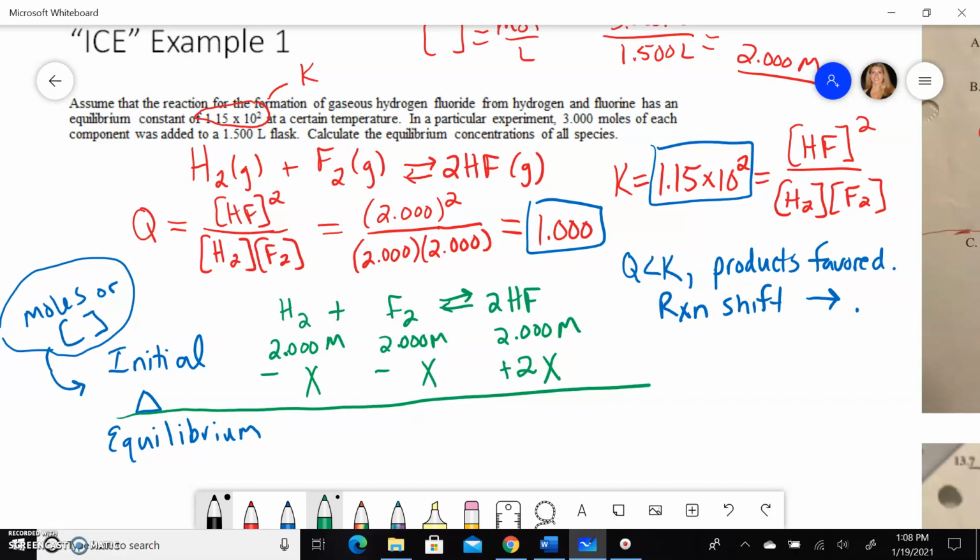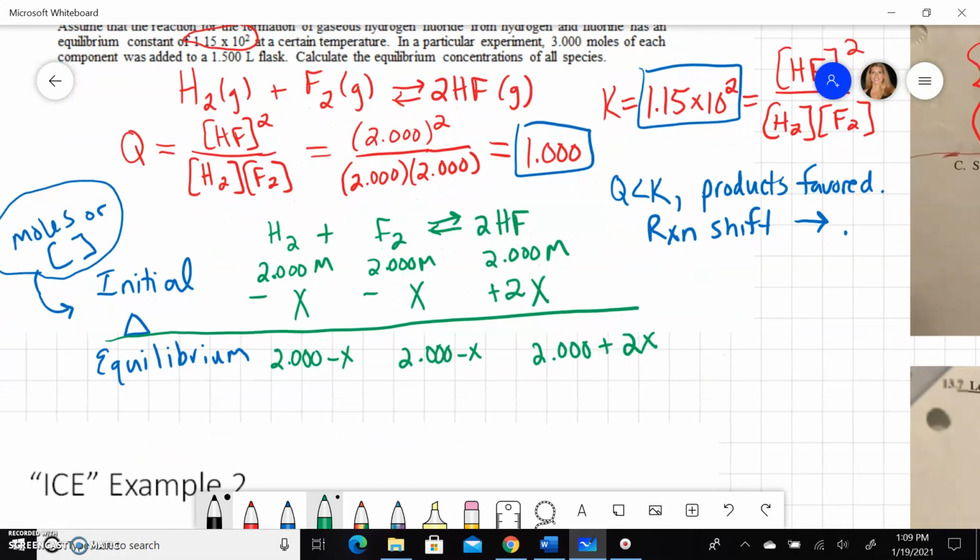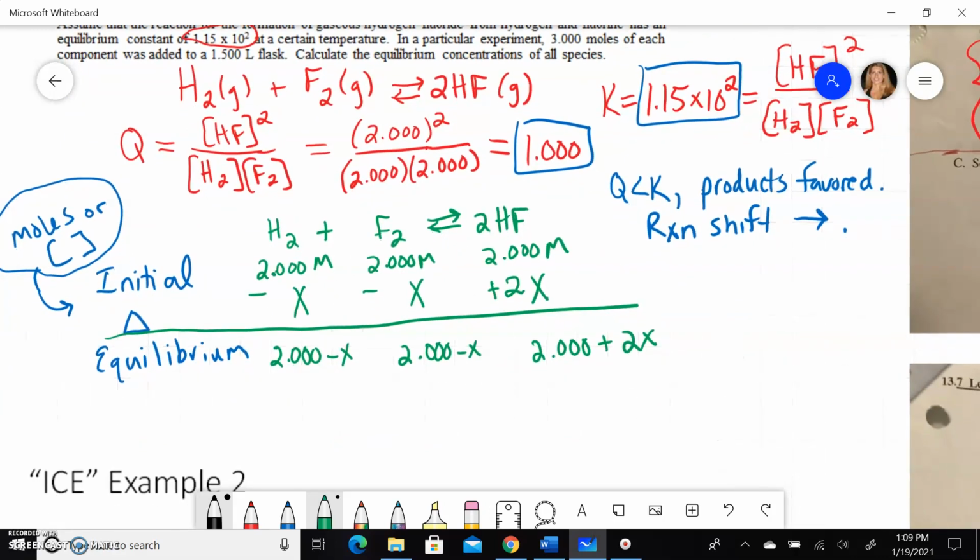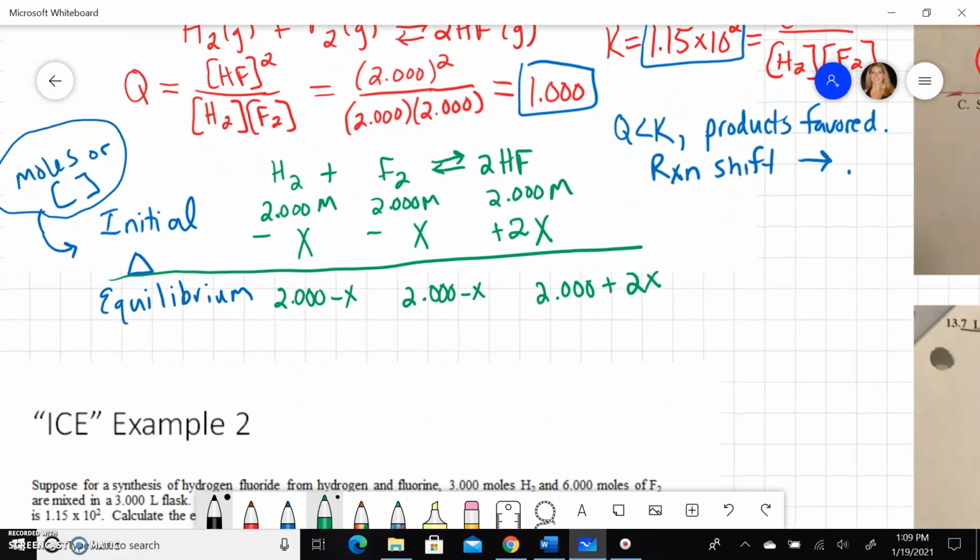You'll plug in x's for the change amount because we don't know how much it's changing yet, and make sure that the x's have the same ratios as the coefficients in the reaction. So 1, 1, and 2 in this case. And so now we can say that at equilibrium we have 2 minus x for H2, 2 minus x for F2, and 2 plus 2x for HF. Now what we can do is plug those amounts into our K.